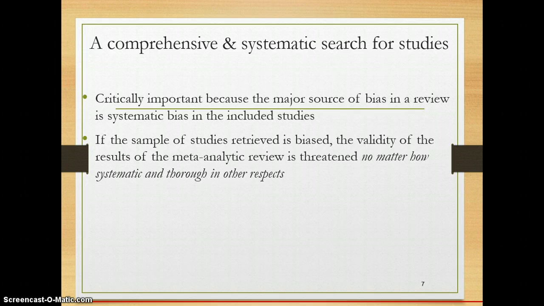Alright, so I think that this is a very important concept because you can introduce bias into your meta-analytic review if your search is not systematic, if it is not comprehensive. And so you can see here that we've written: the validity of the results of a meta-analytic review is threatened, no matter how systematic and thorough in other respects, if the retrieval of these studies is biased in some capacity.